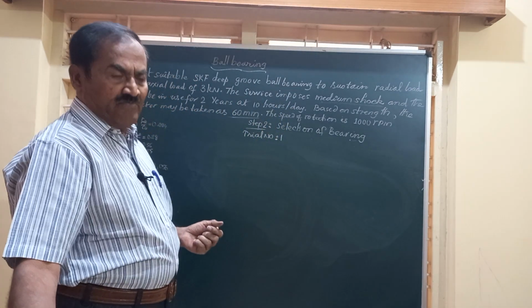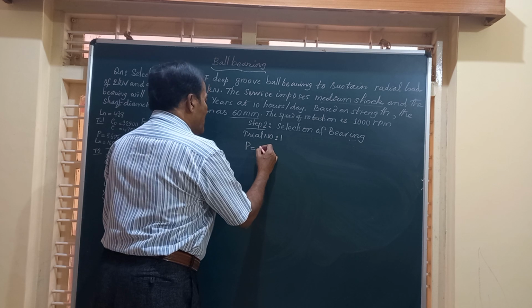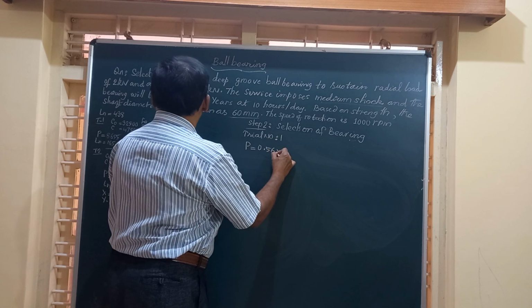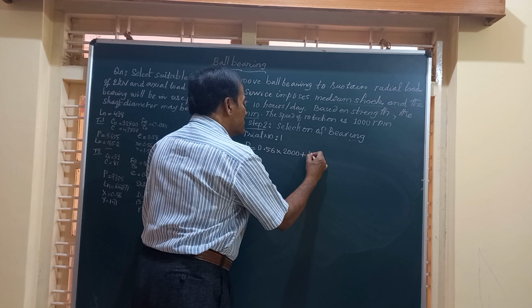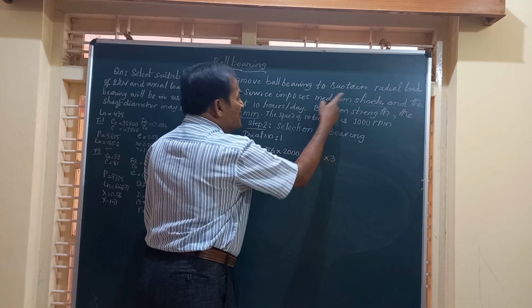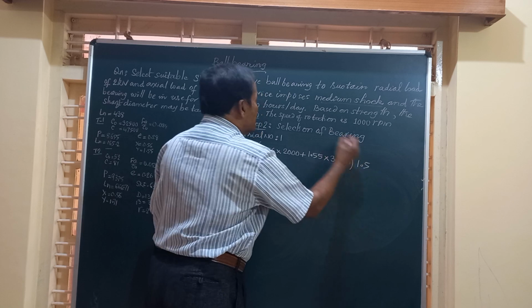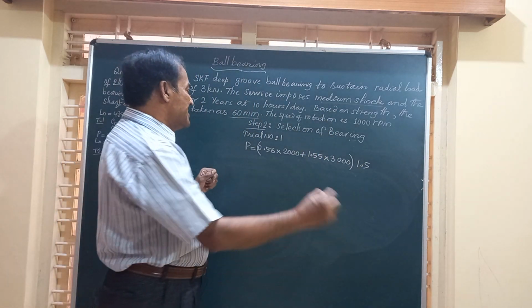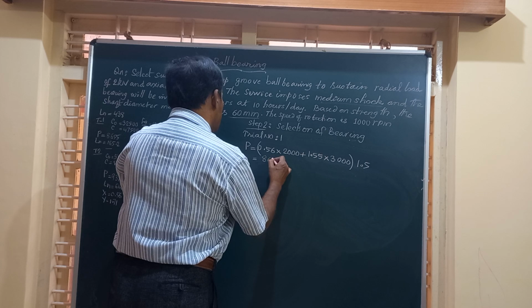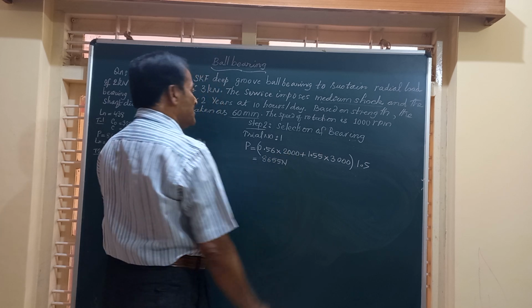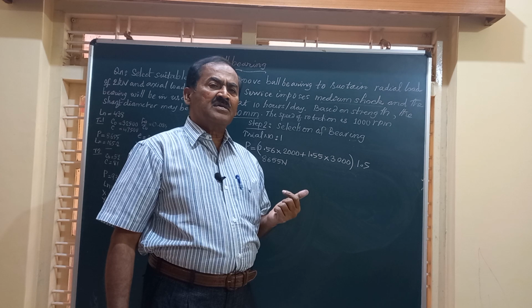So what we do, we make the substitution in the formula for P. So P is equal to X FR, X is 0.56, FR, radial load 2000, plus Y times FA, Y is 1.55, FA is 3 kilonewton given in the question, multiplied by the service factor 1.5 because the bearing is subjected to medium shock, and hence friends you get this value of P as 8655 Newton.